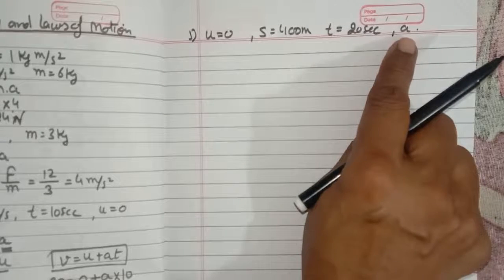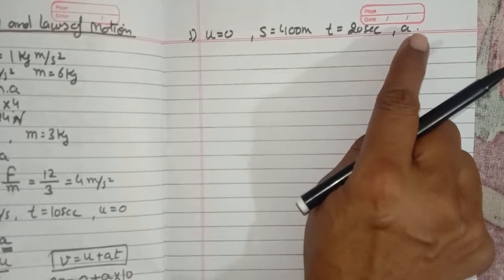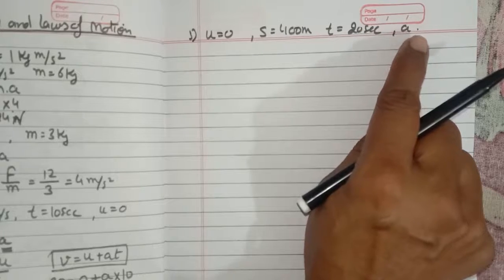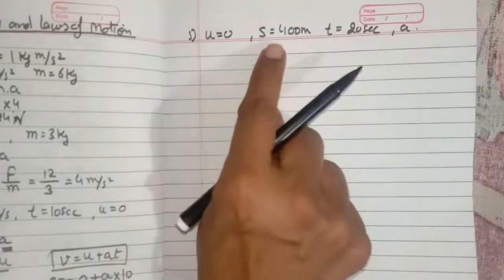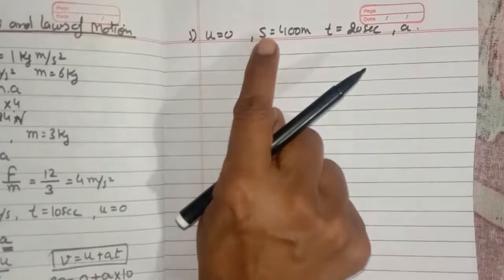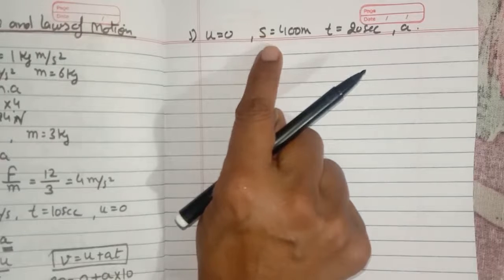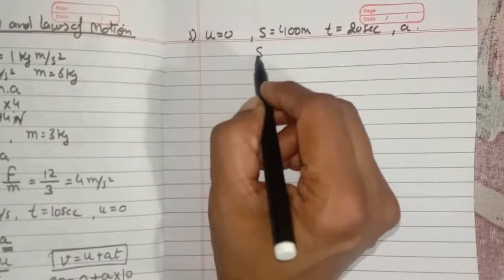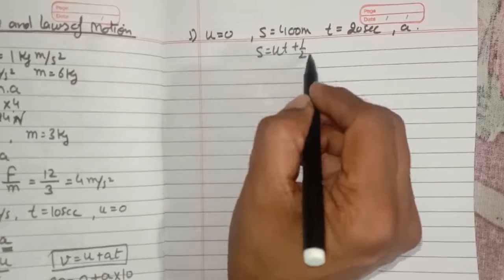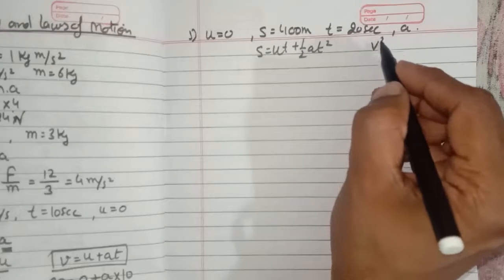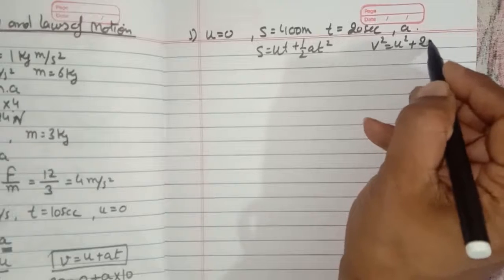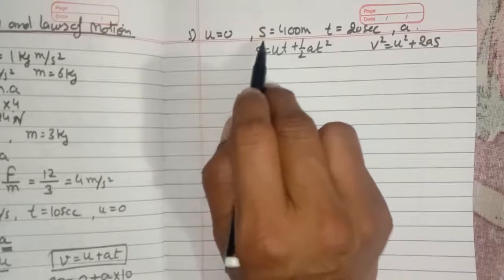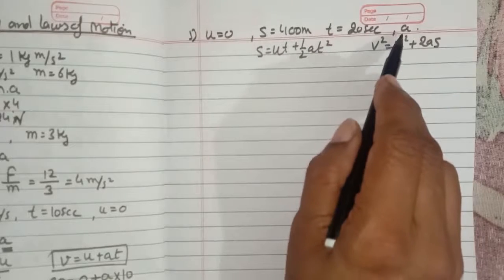For acceleration, we have 3 equations of motion, and we have to find out which equation of motion we will use here, because in this question the distance covered is given. So for the distance, we have 2 equations of motion in which we use the distance, or we can say displacement. This is the second equation of motion, which is S is equal to ut plus half at square. And the third equation of motion, which is v square is equal to u square plus 2as. So first of all, we will see which equation of motion is appropriate for finding the value of acceleration here.